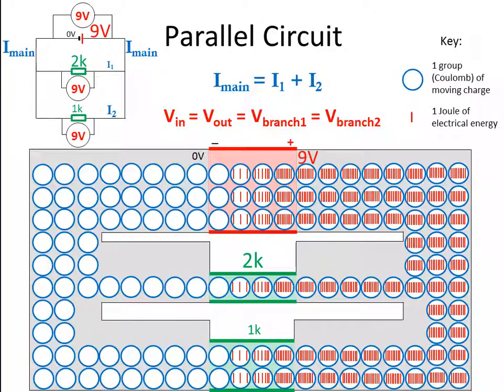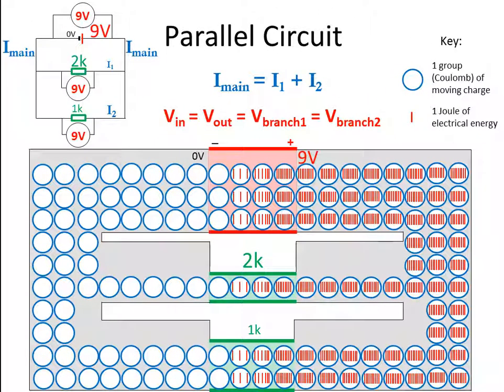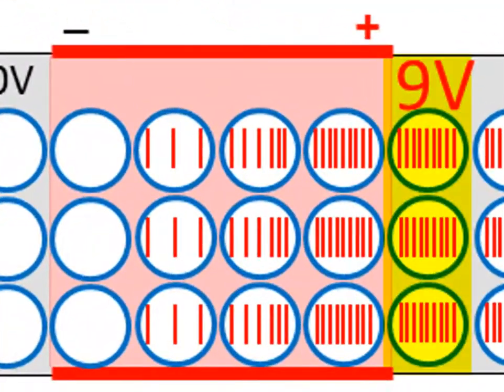How do we understand this? Let's go back to this analogy. Remember that in this analogy, each blue circle stands for a coulomb of moving charge. Each red line stands for a joule of electrical energy. And voltage, or potential at a point, means how many joules each coulomb has: how many red stripes inside one blue circle at a point. That is what potential means. So the potential at this point is 9 volt, meaning that every coulomb has 9 joules of energy.